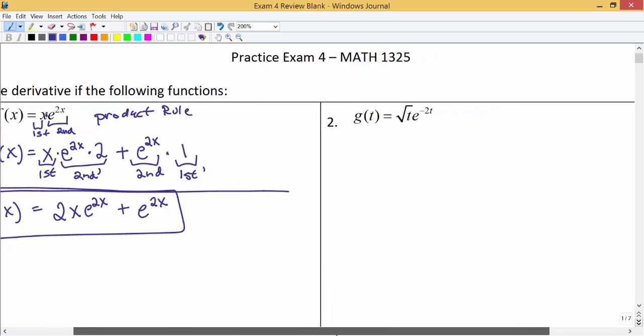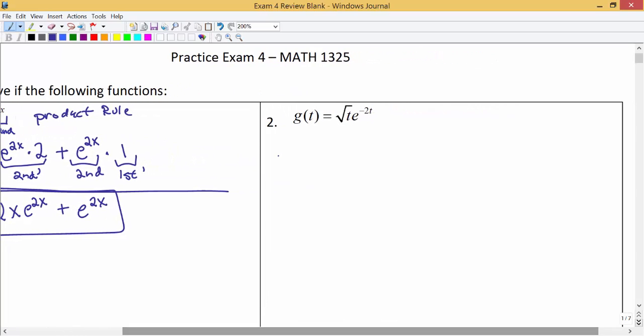Alright, for number 2, g of t equals the square root of t times e to the negative 2t power. In this case, instead of writing the square root of t, we're going to rewrite this as t to the 1/2 power. Since the square root only applies to t, it's only t that's raised to that 1/2 power, times e to the negative 2t power. So here we have a product rule again, so we have the first and we have the second.